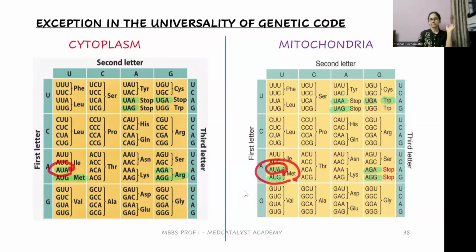Is it clear? So these are the differences. I guess these are the differences. Any more differences that you find? These are the differences between the cytoplasm and mitochondria.